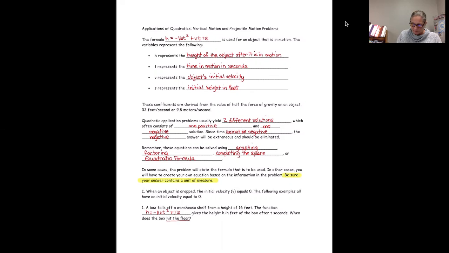All right, hitting the floor indicates that h is equal to 0 because the floor has no height. So 0 is equal to negative 16t squared plus 16. 16t squared is equal to 16. Divide by 16 and t squared is equal to 1. So t is plus or minus 1. Because it is time, it must be positive. So it will hit the floor after 1 second. Here's your unit of measure and your answer.